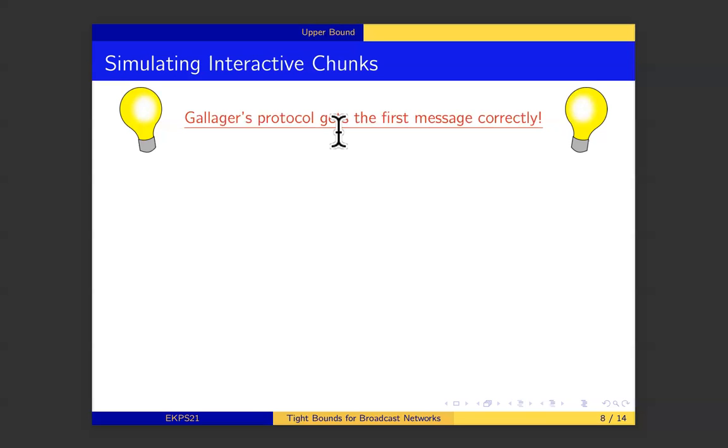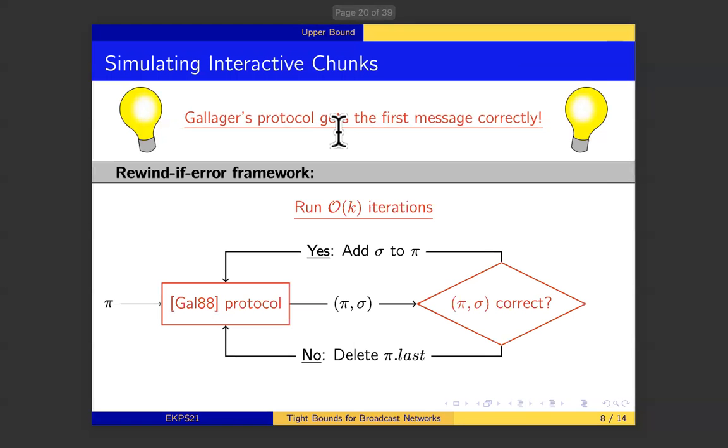Okay, so we have the first message. How do we get the remainder of the messages? Here is how. What we want to do is run this Gallager's trick K times, hoping to get one extra message each time.